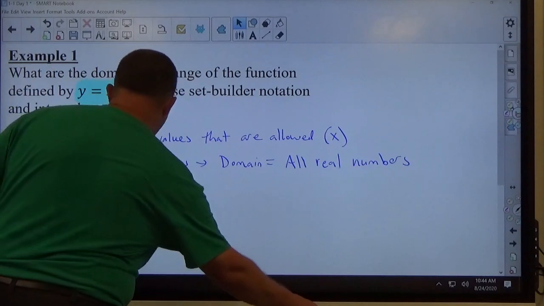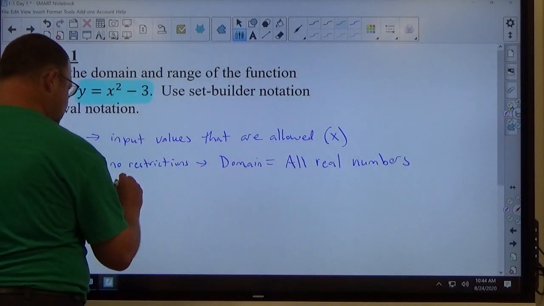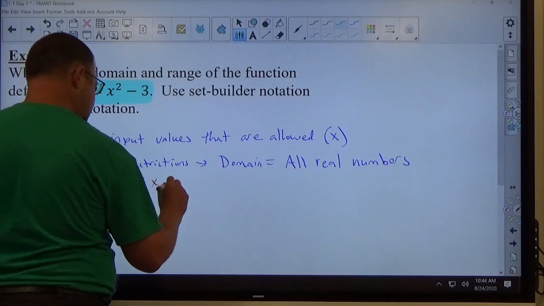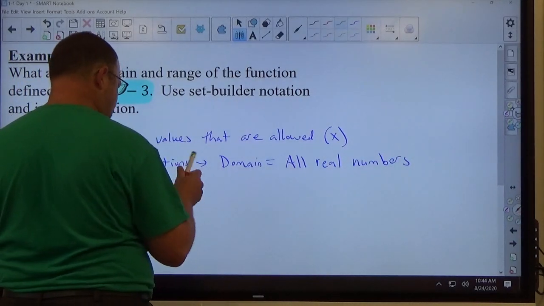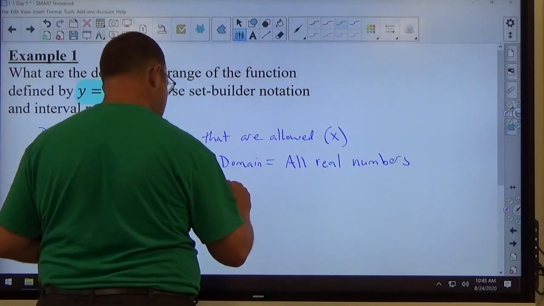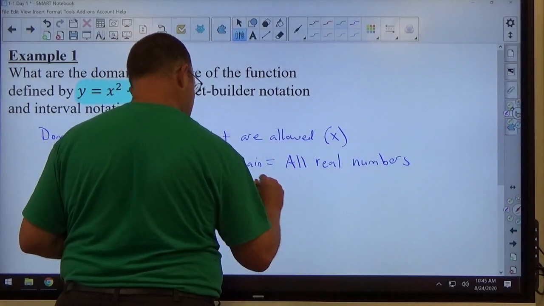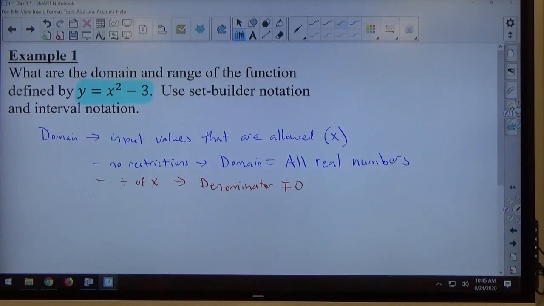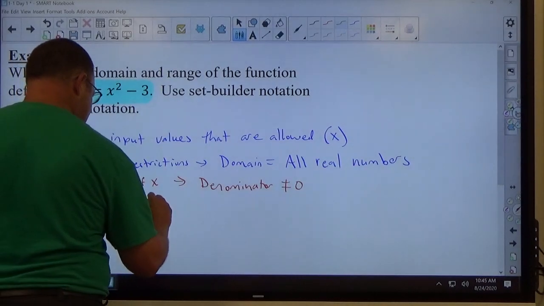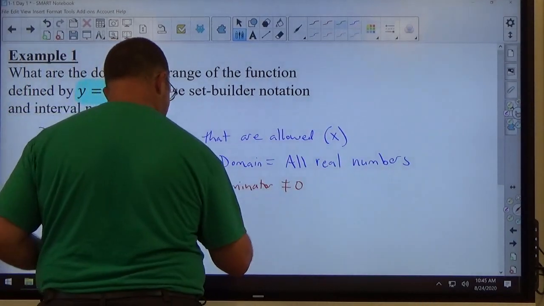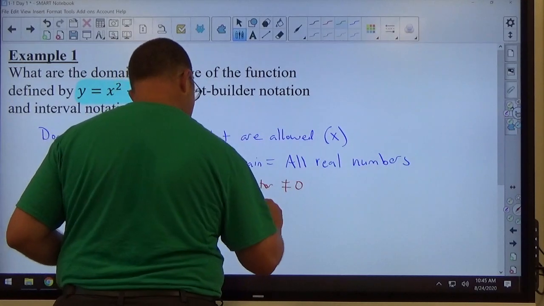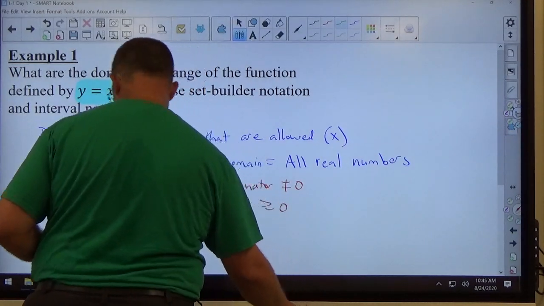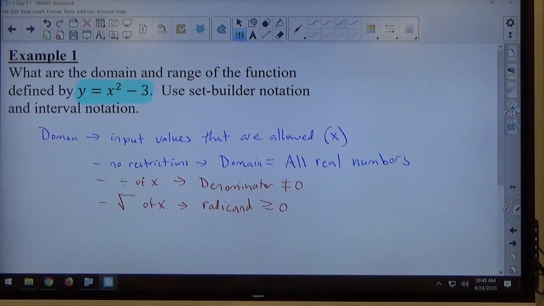So the other things that might happen, division of x. To find domain, we're going to have to say denominator is not equal to 0. So to get a domain when there's division happening, the denominator is not allowed to equal 0. If there's a square root of x, the radicand must be greater than or equal to 0. Those are other scenarios that might happen for domain.